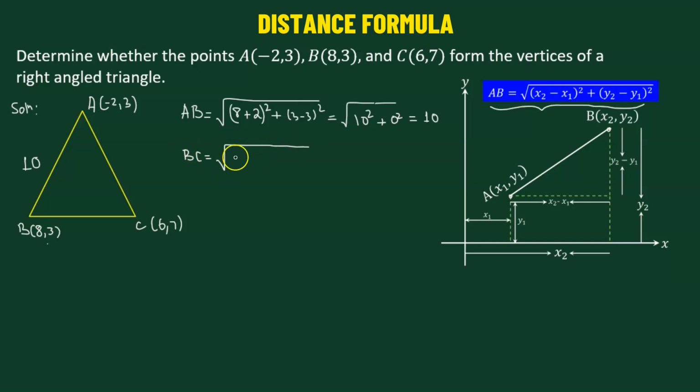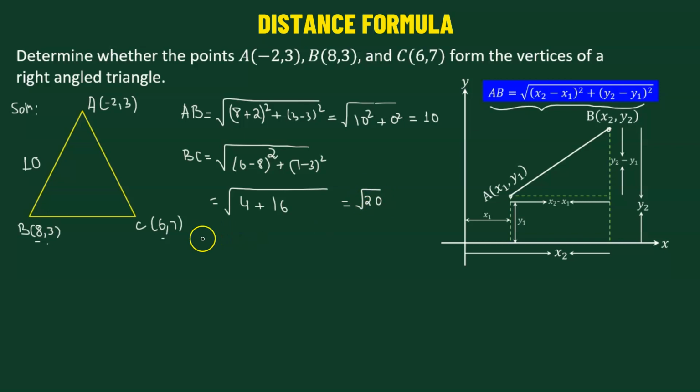All we have to do is first take the difference of the x coordinates. We will do 6 minus 8, whole squared. This will be added to the difference of the y coordinates, which is 7 minus 3, whole squared. So we have 6 minus 8, that's -2. -2 squared will be positive 4. Plus 7 minus 3, that's 4, and 4 squared is 16. So this will be equal to the square root of 20.